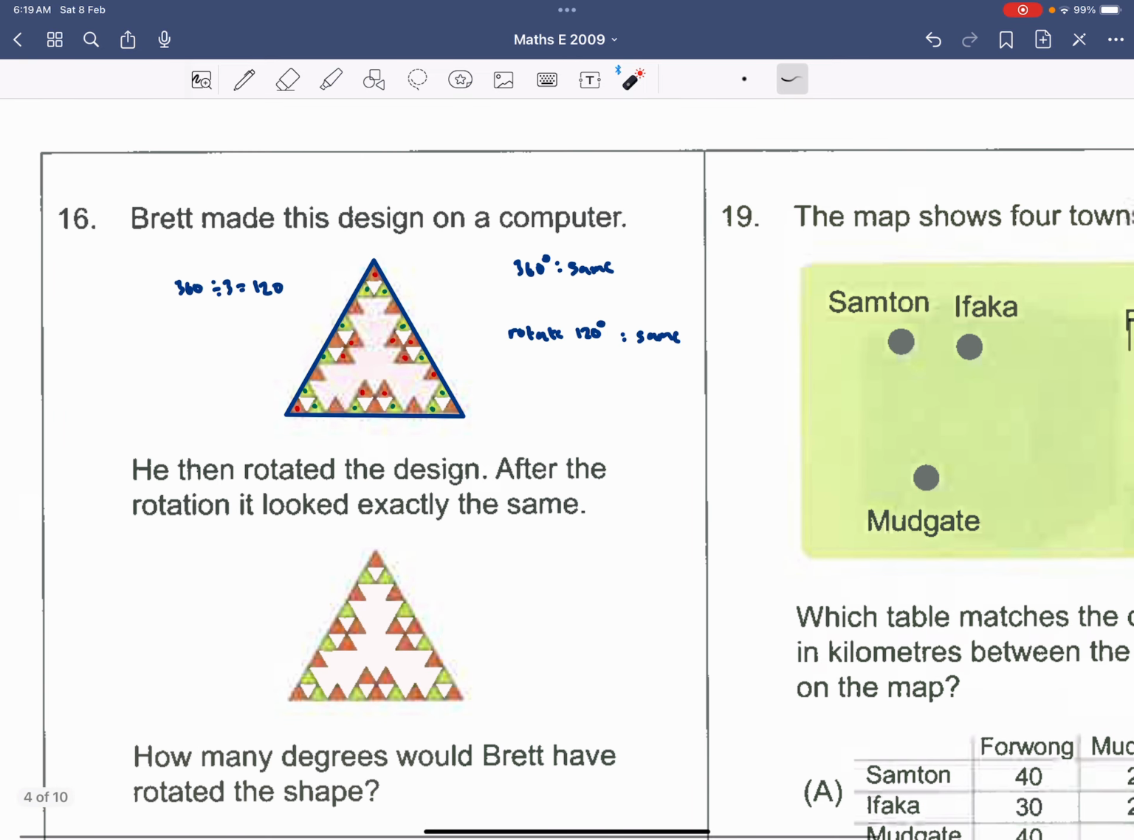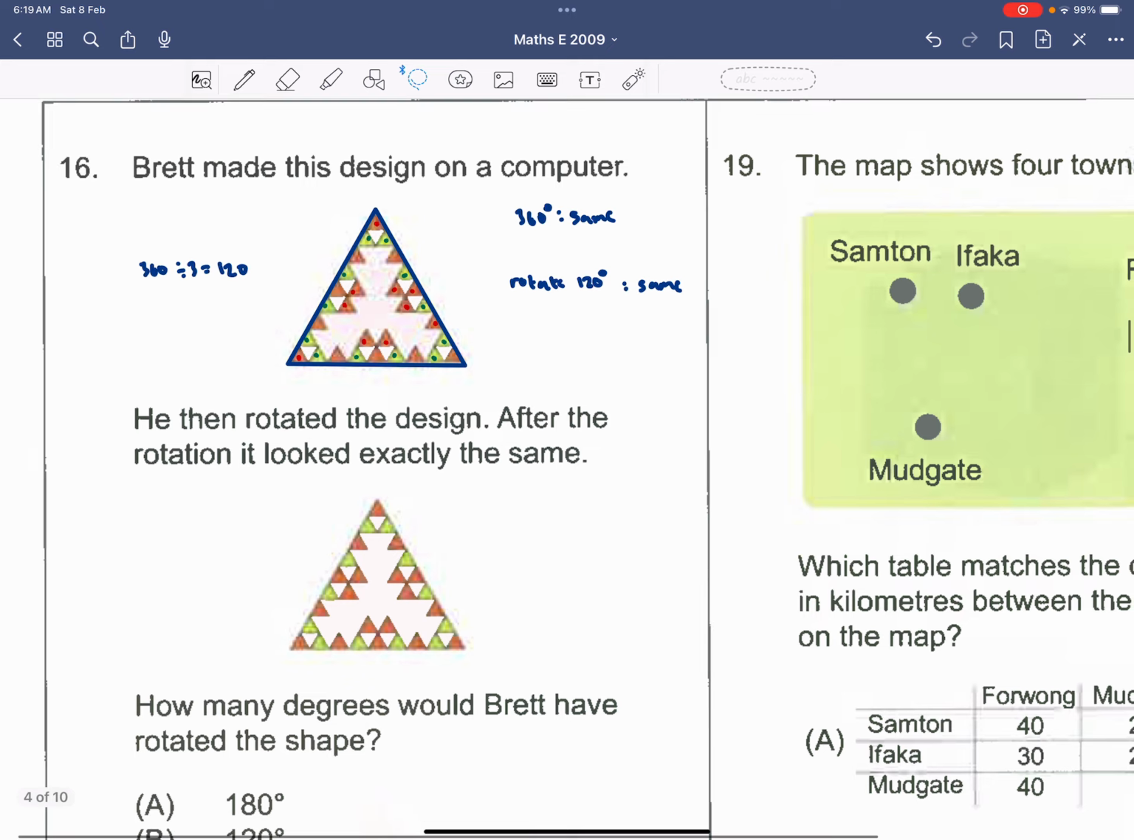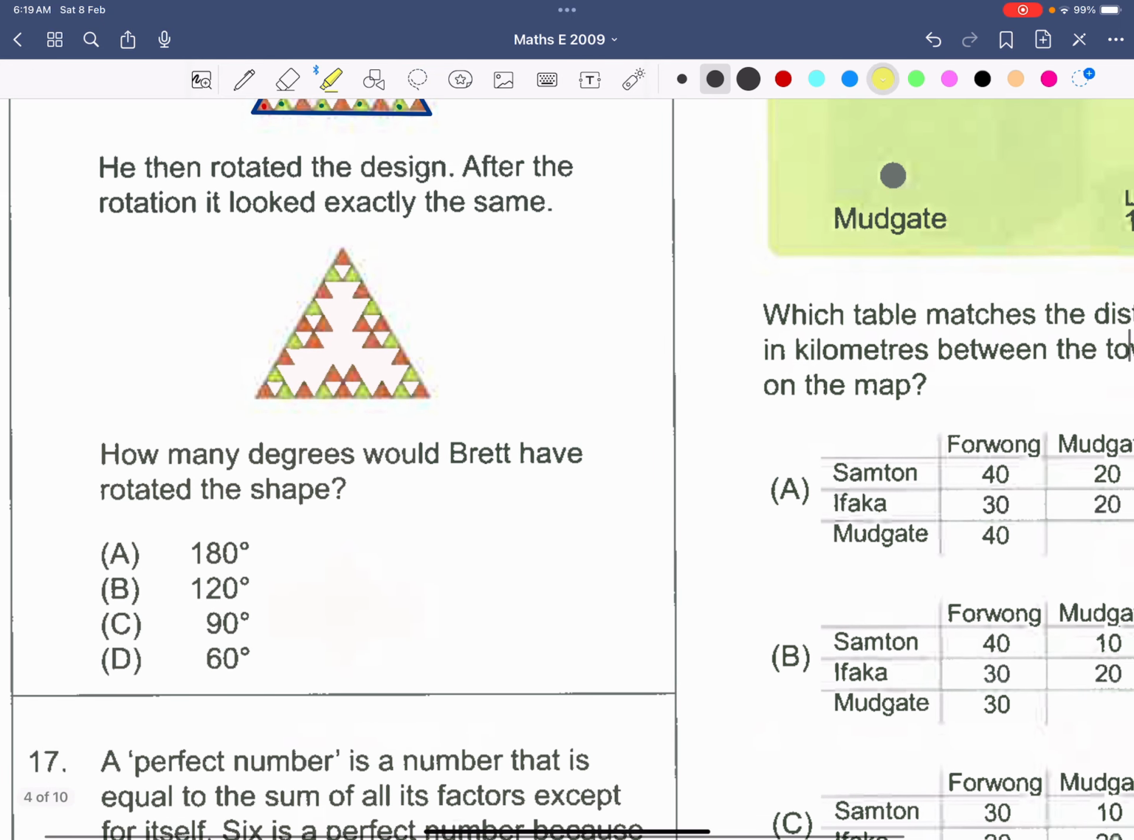And the way that I got 120 degrees is we all know that when you rotate something 360, you're basically facing the same way. So all I did was take 360 and divide it by 3. So the answer is B.